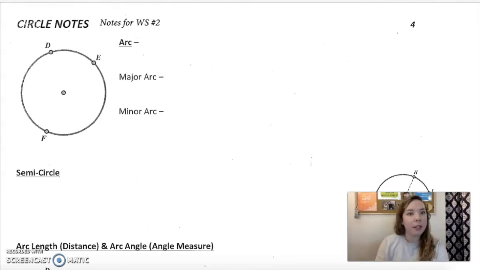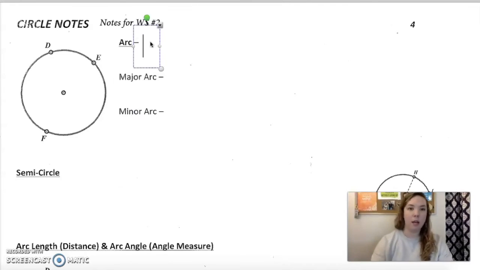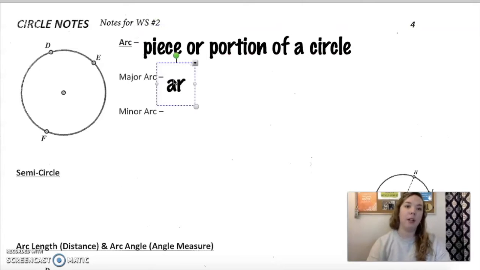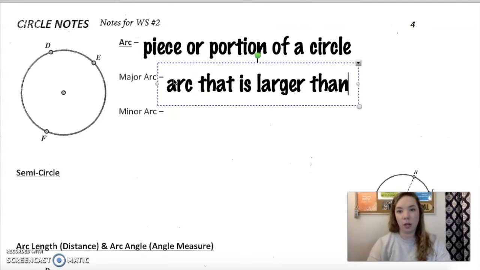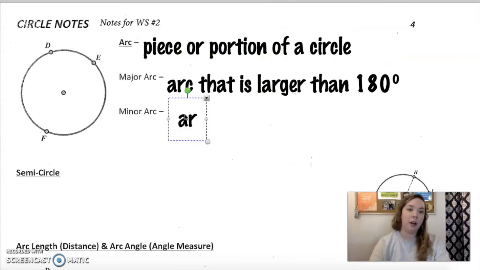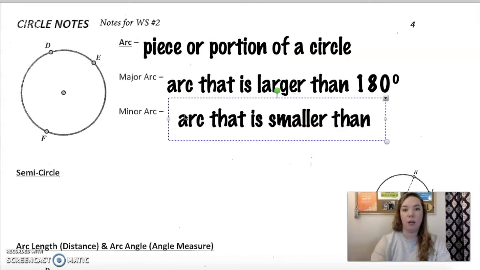All right, today we're going to be talking about arc length for our notes for worksheet 2. So first we have to define what an arc is. I'm going to go ahead and switch to typing here. An arc is a piece or portion of a circle. A major arc is an arc that is larger than 180. And then a minor arc is an arc that is smaller than 180.